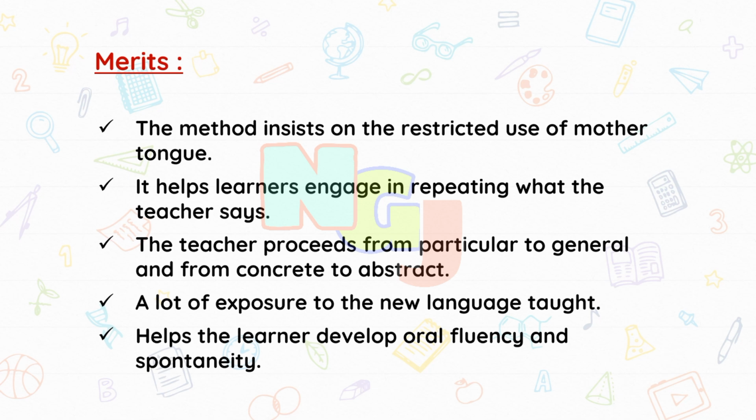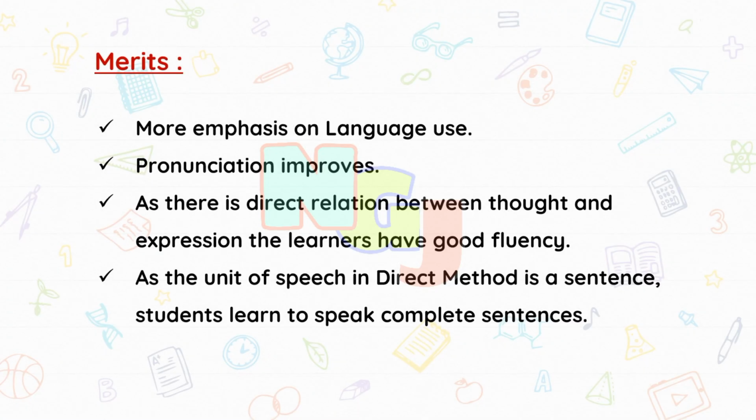Next, a lot of exposure to the new language taught. This method helps the learner to develop oral fluency and spontaneity. The next merit of direct method is there is more emphasis on the use of language. As the students listen, comprehend and speak, they have their pronunciation improved. So there is much improvement in the pronunciation. And as we said earlier, when there is a direct relation between thought and expression, the learners will have good fluency while speaking. So this is also one of the biggest merits of direct method. Then next is that, as we saw earlier, the unit of speech is the sentence, and hence the students will learn to speak complete sentences without any hesitation. So these are the merits of direct method.